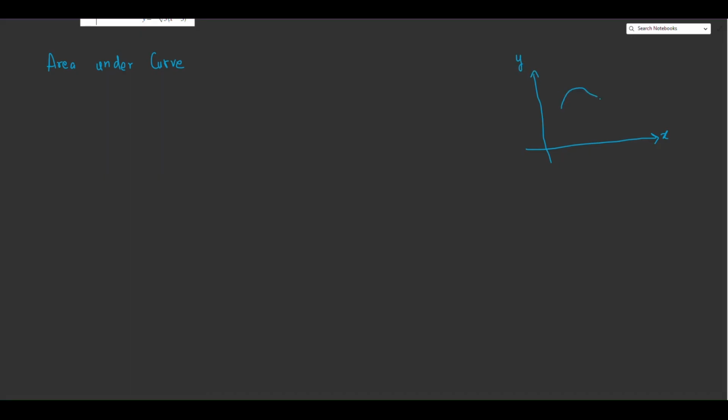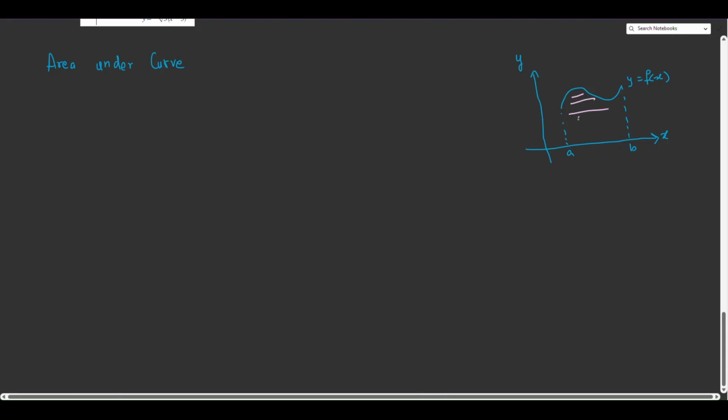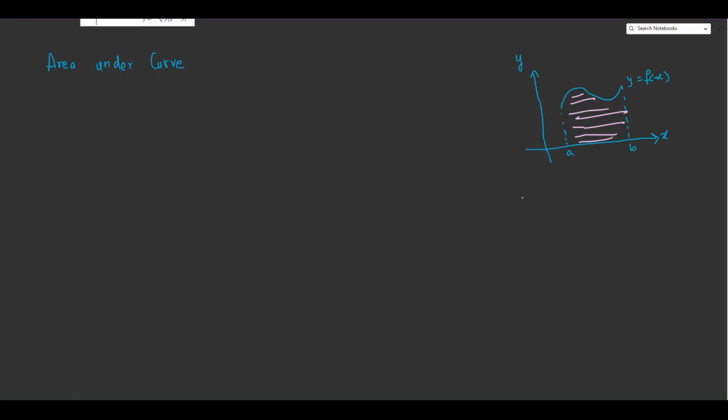This is our function y equals f of x, and this is the point A and this is the point B. Our goal is to find the area under this curve. So what do we mean? We want to find this area. And what is the formula for this? In order to find the area under this curve, we use the integration of f of x dx from the point A to the point B.